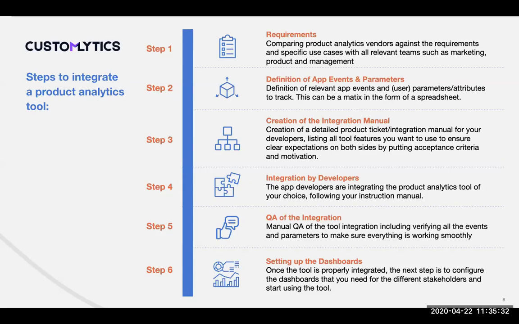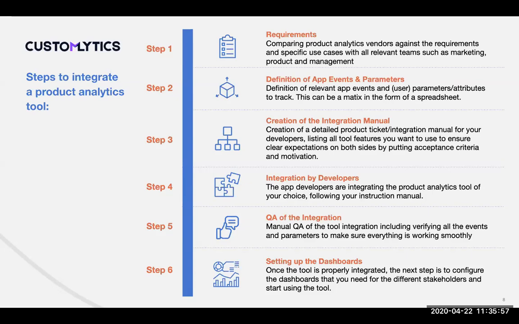Then there's step number 4. It's kind of self-explanatory. Step number 4 is the actual integration by the app developers. So this is the point where they would get to your prepared integration manual, but also to the list of events and parameters that you want to track. Ideally, they follow exactly what you've put down and integrate the tool into the app. Well, yeah, that's that.